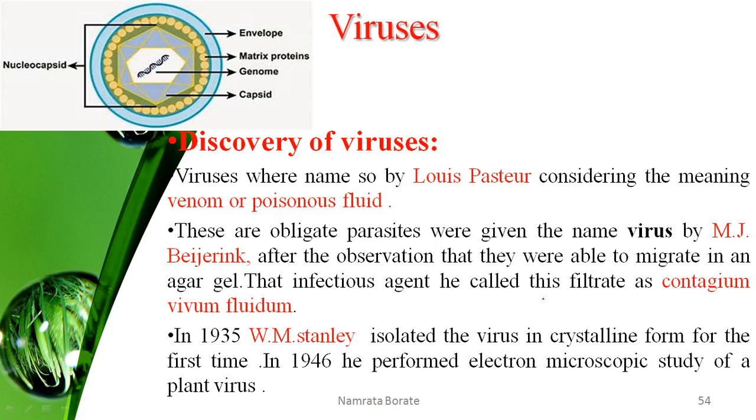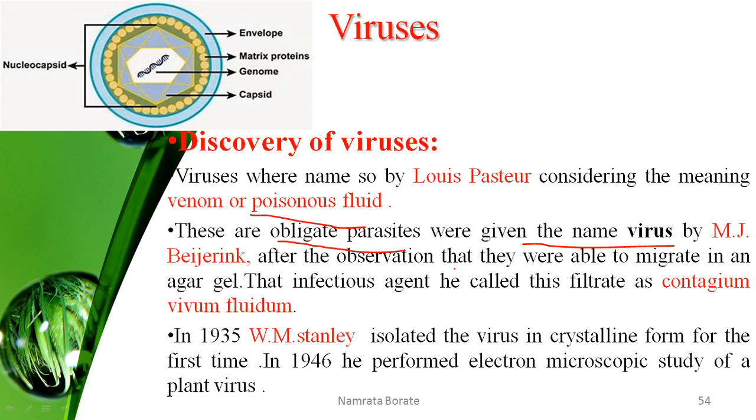So first of all we see the discovery of virus. The virus was named so by Louis Pasteur, considering the meaning as the venom or the poisonous fluid. Louis Pasteur ने नाम दिया वायरस को poisonous fluid. Afterward, these obligate parasites were given the name virus by M.J. Martinus Beijerinck. Martinus Beijerinck ने उसको नाम दिया obligate parasite को virus.